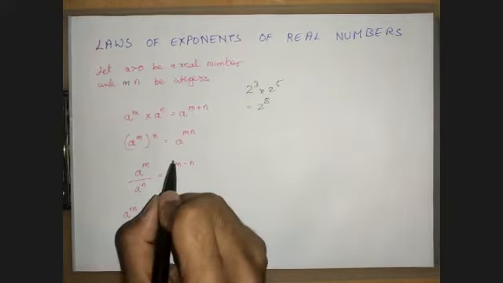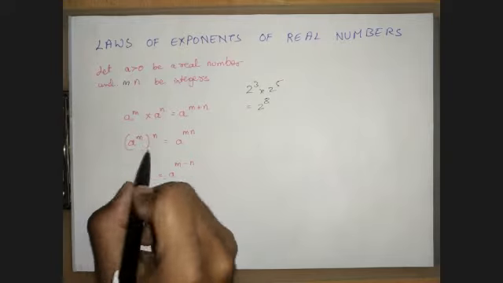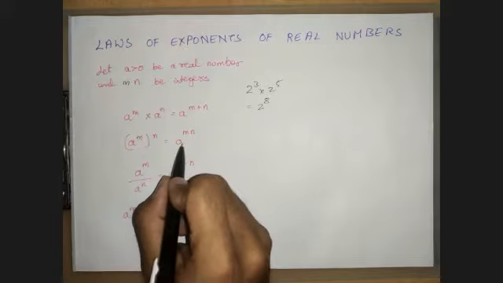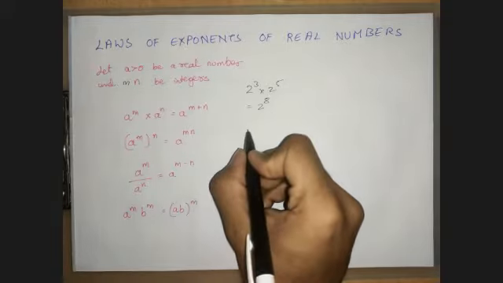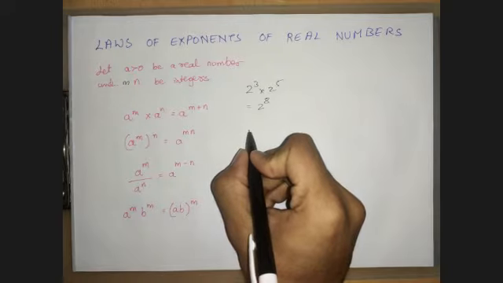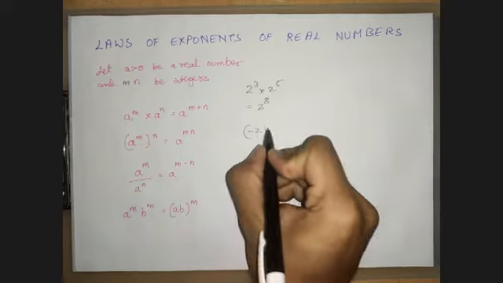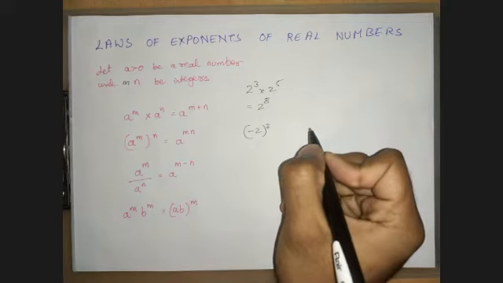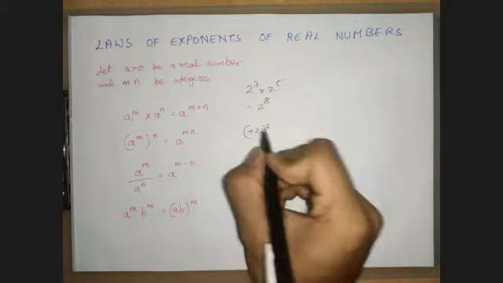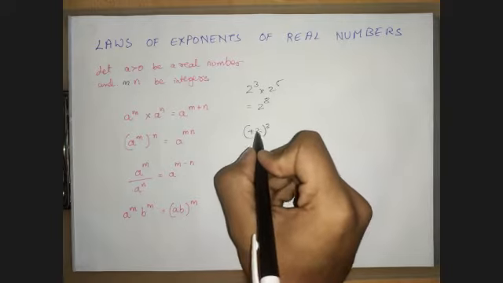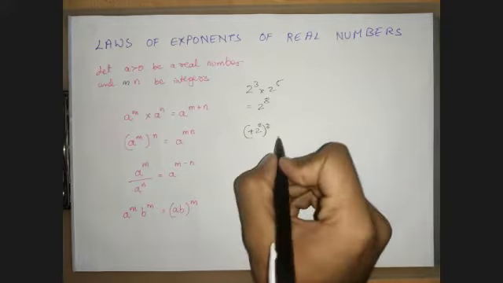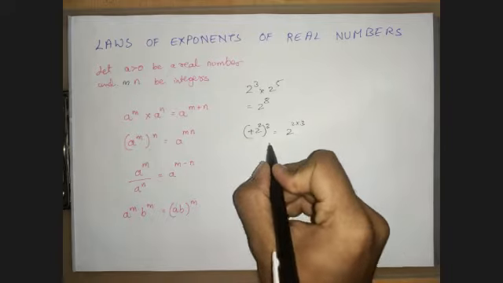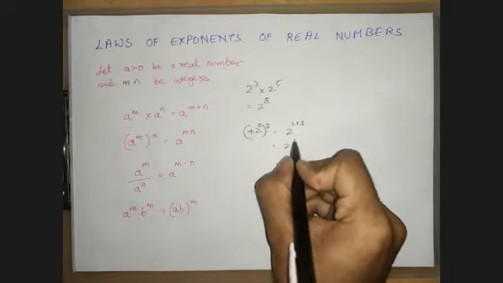Now, in the same way, when there is a power m whole power n, we can write it as a power m into n. For example, let me take minus 2 whole power 3. 2 power 3, 2 square into 3. So this can be written as 2 power 2 into 3, or this can also be written as 2 power 6.